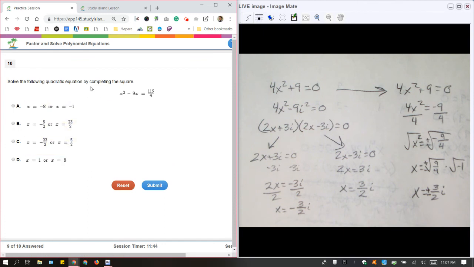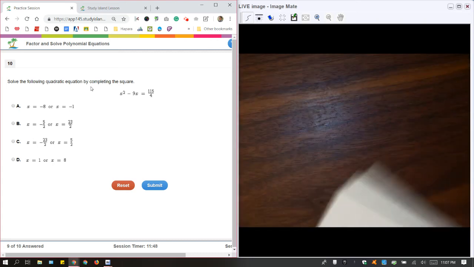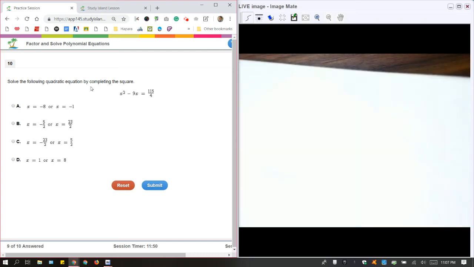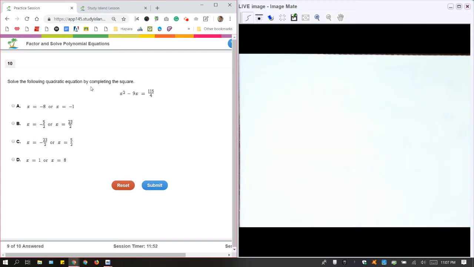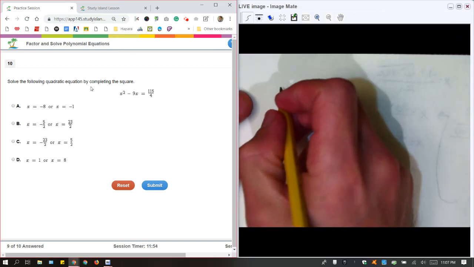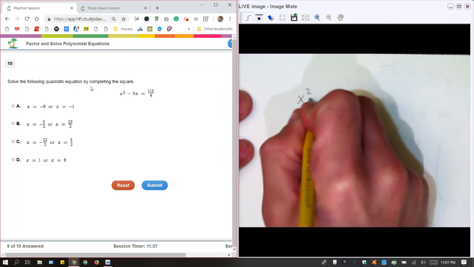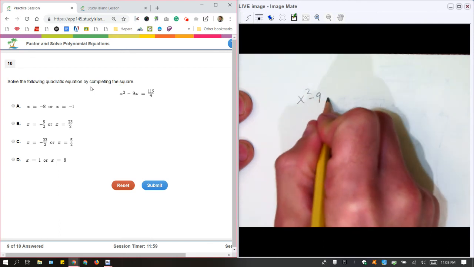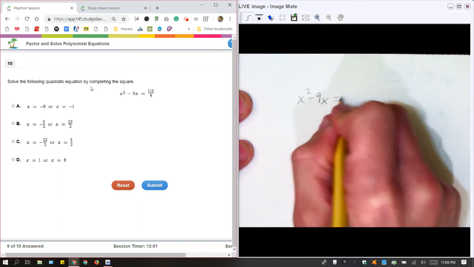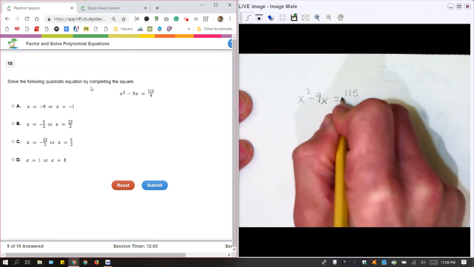Solve the following quadratic equation by completing the square. We haven't done a completing the square. Goody goody. Let's do a completing the square problem. So here we go. X squared minus 9 times x equals 115 divided by 4.